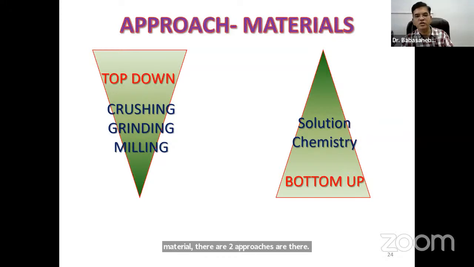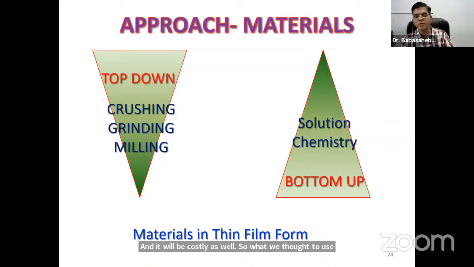One is called the top-down approach, that can be crushing, grinding, ball milling. But making the material by using this method, it is very difficult to have the same size each time. Again, making the material less than 100 nanometer or less than 10 nanometer is much more difficult, and it will be costly as well. So what we thought to use is the bottom-up approach called the solution chemistry approach, to make the nanomaterial in a thin film form.